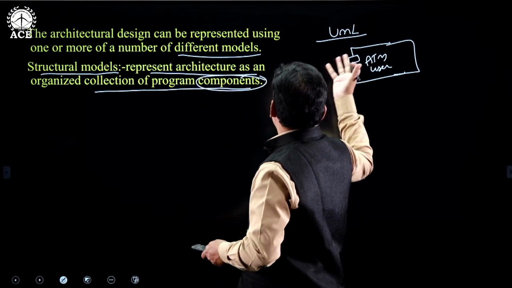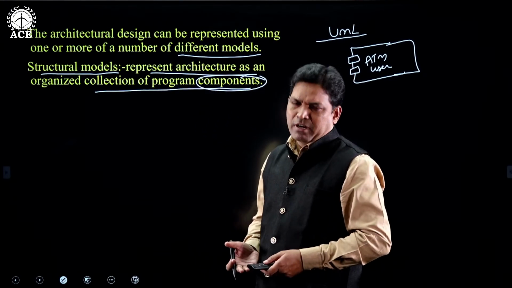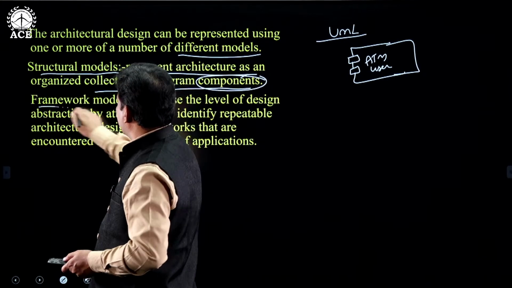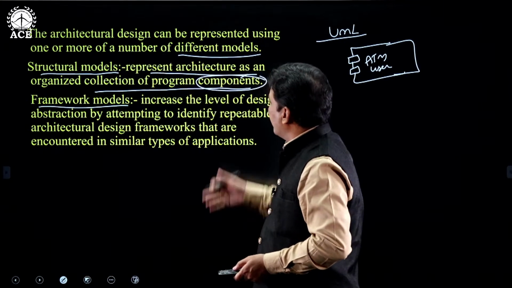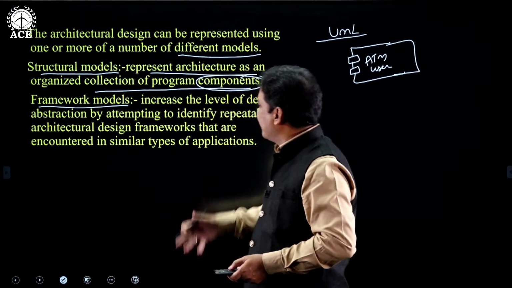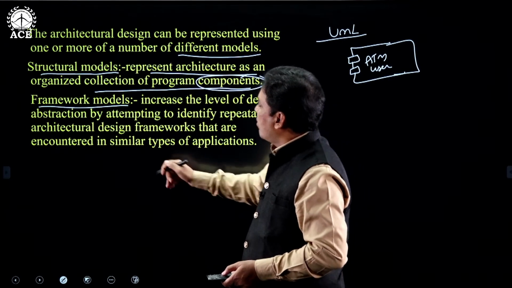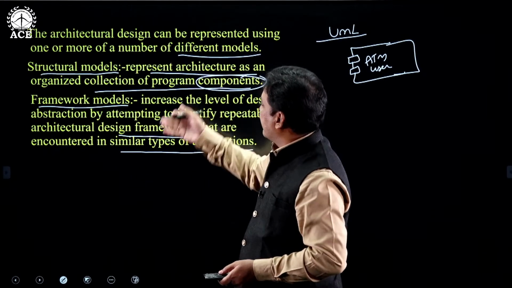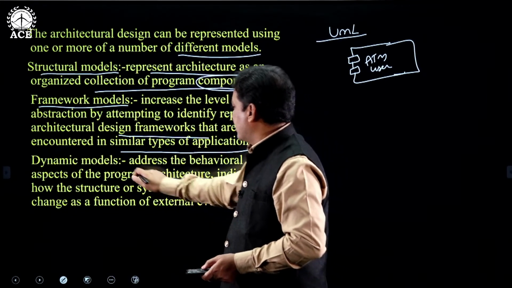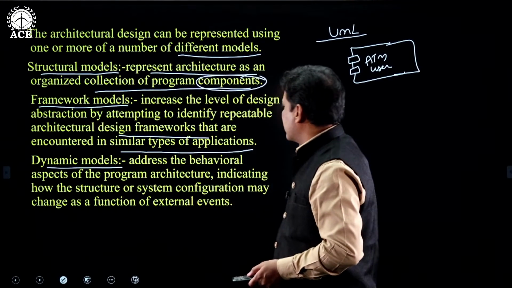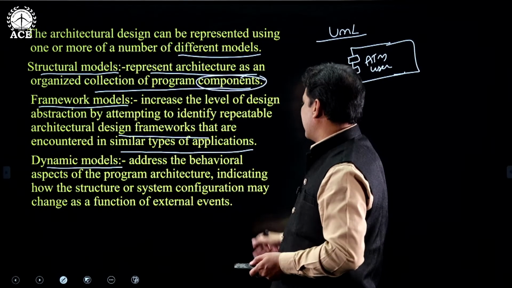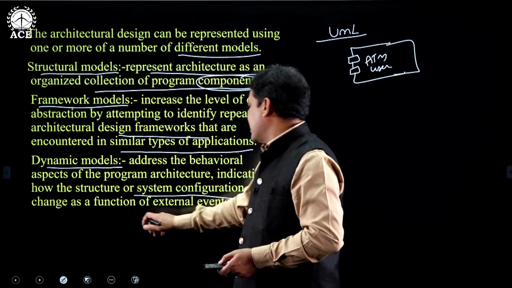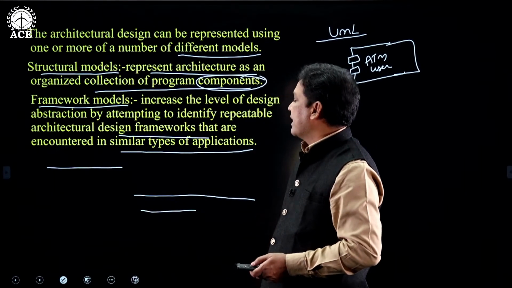So component represents the structure, the static part of your software system, right? And coming to framework models, what is the importance? They increase the level of design abstraction by attempting to identify repeatable architectural design frameworks that are encountered in similar types of applications. Coming to dynamic models, which address the behavioral aspects of the program architecture, indicating how the structure or system configuration may change as a function of external events. So, dynamic behavior.